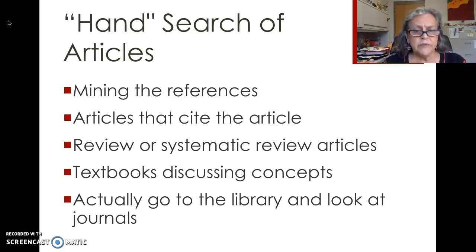You can look at textbooks for ideas of articles to look for, and you can actually go to the library and look at journals. There are actually still hard copies of journals. You can go pull out that hard copy and look through the index list. You can also go online and find a journal and look through the index list of their most recent publications. And then again, go back to Library Express to order articles that you can't just get yourself.